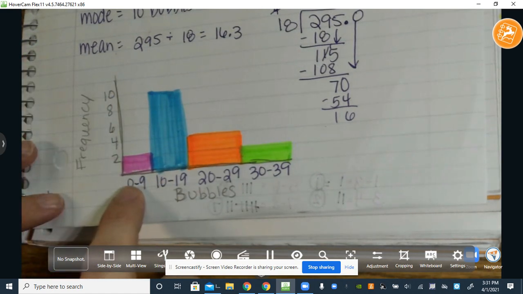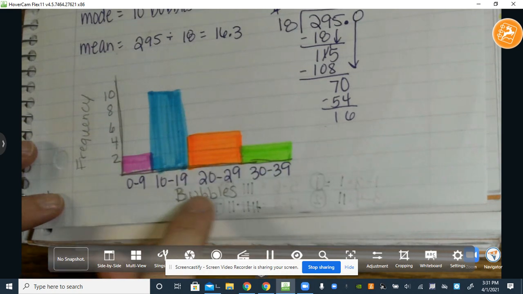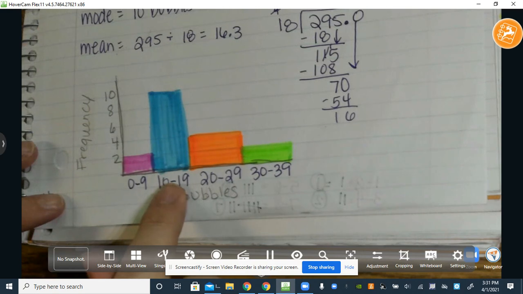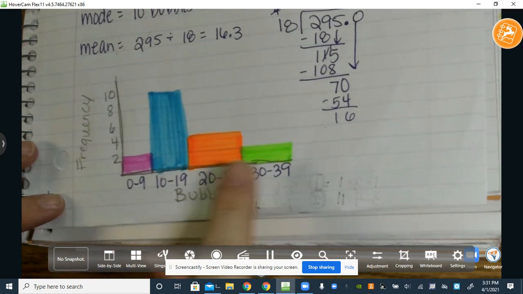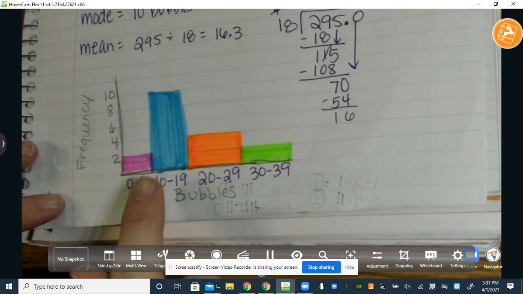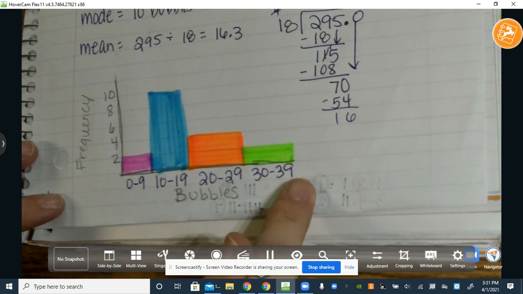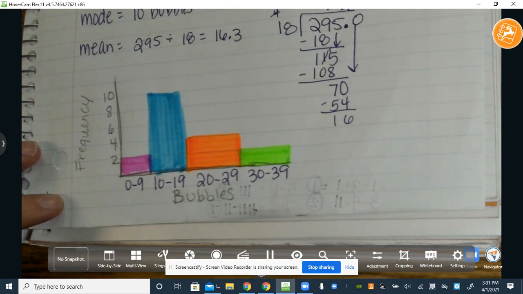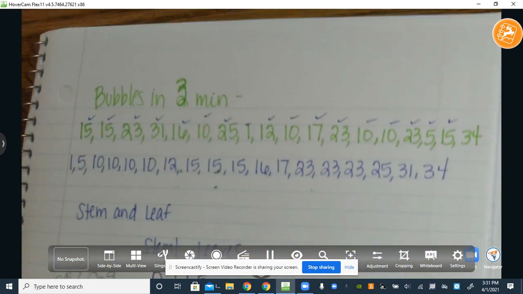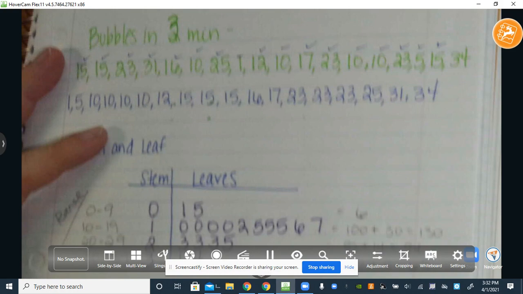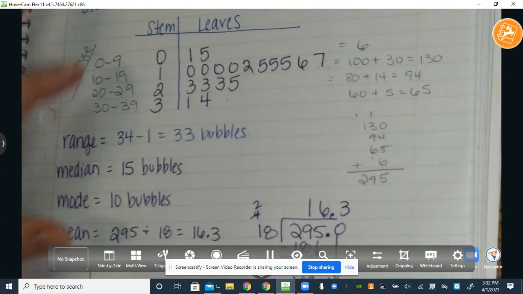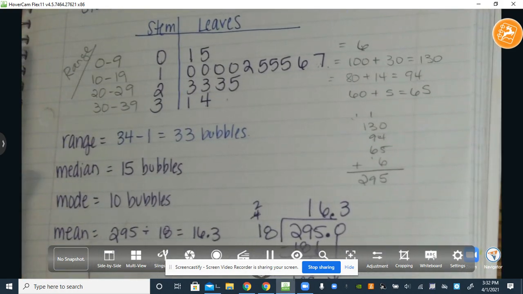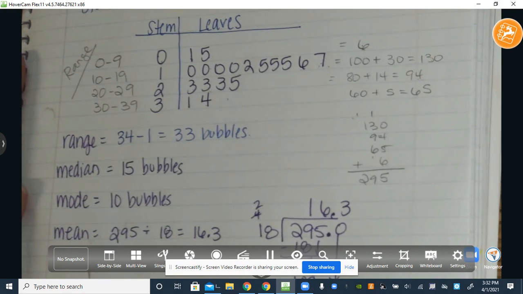My x-axis was labeled bubbles, and this was my range of bubbles. So those who made 0 to 9, 10 to 19, 20 to 29, 30 to 39. Do you see how we made them all 10 apart? And then we graphed accordingly. So with that little piece of data of just blowing bubbles, we were able to get 2 graphs, and we were able to find measures of center with it. Lots of people think it's better than the box plot, so let me know what you think.